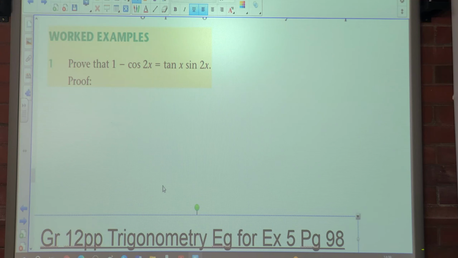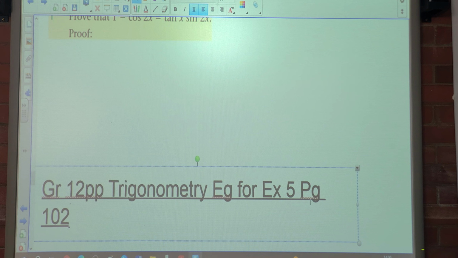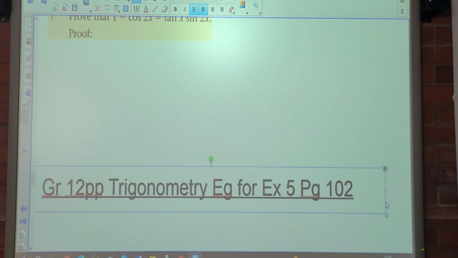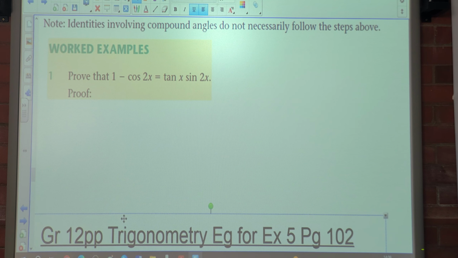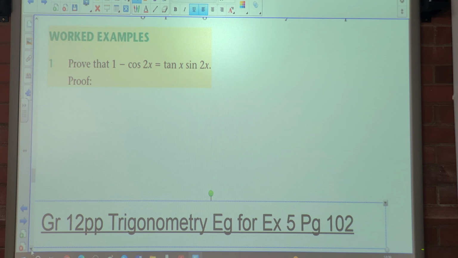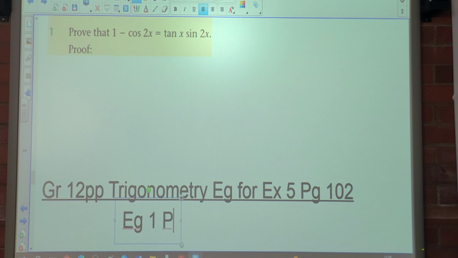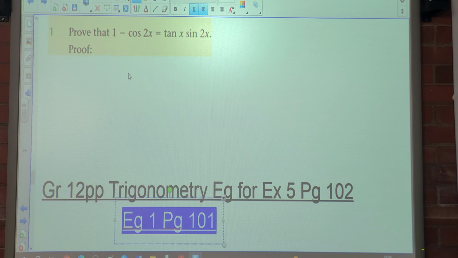So this is exercise 5, and exercise 5 is on page 102. Now exercise 4 deals with the tan identity, which is not examinable, okay? And because, as we know, we are pressed for time, we don't have the luxury to go through sections that are not required for us. So this worked example is on page 101. Okay.